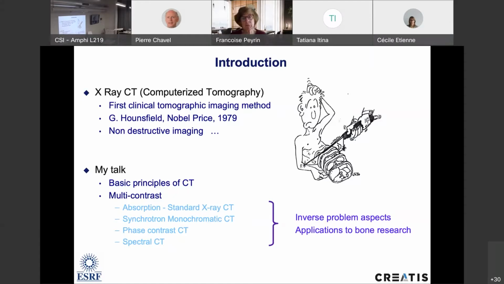And I will also show you that with this technique, you can actually obtain different contrasts, which is absorption, the standard X-ray CT contrast. But we can also do synchrotron monochromatic CT, as Laurence said in the introduction. And we can also do phase contrast CT and spectral CT, which are also quite innovative techniques.